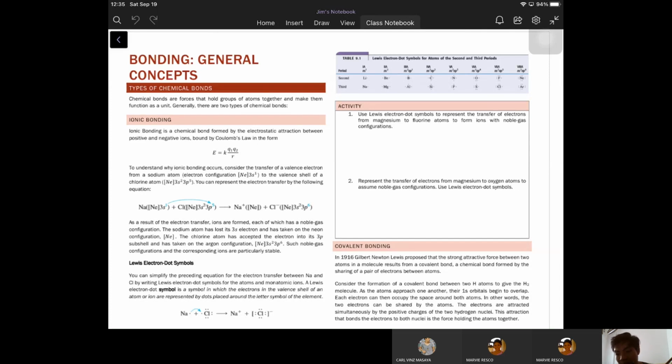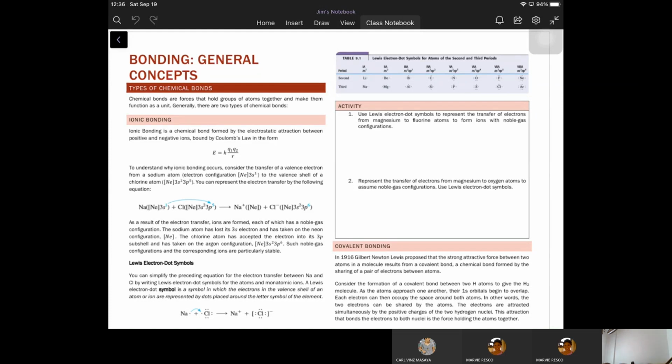Yung quantum numbers, apat na number yon, which describes to which energy level can you find the electron, yung shape ng electron, kung up ba siya or down, so on and so forth. So yun yung idea na makukuha natin sa electron configuration.